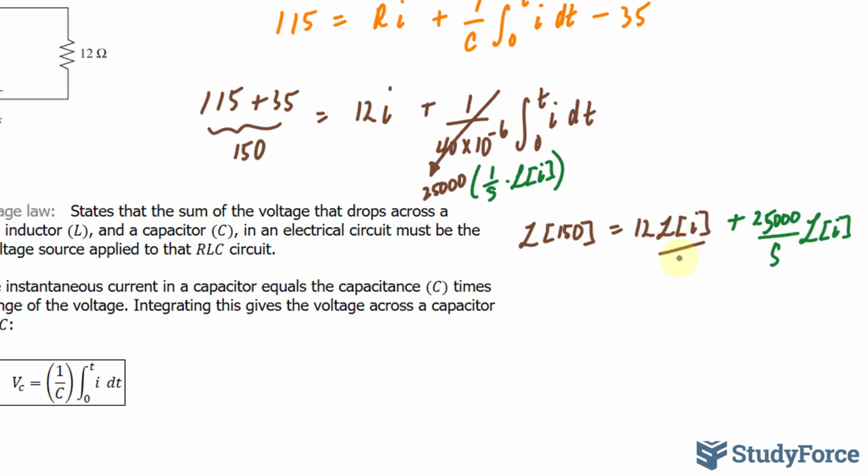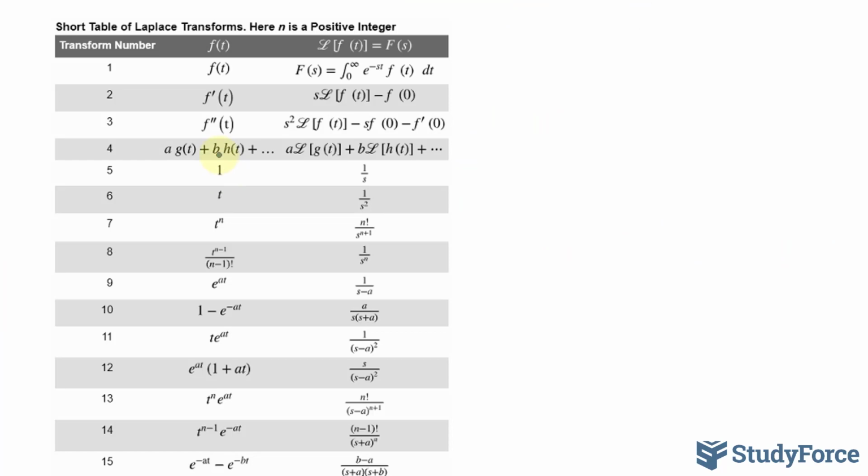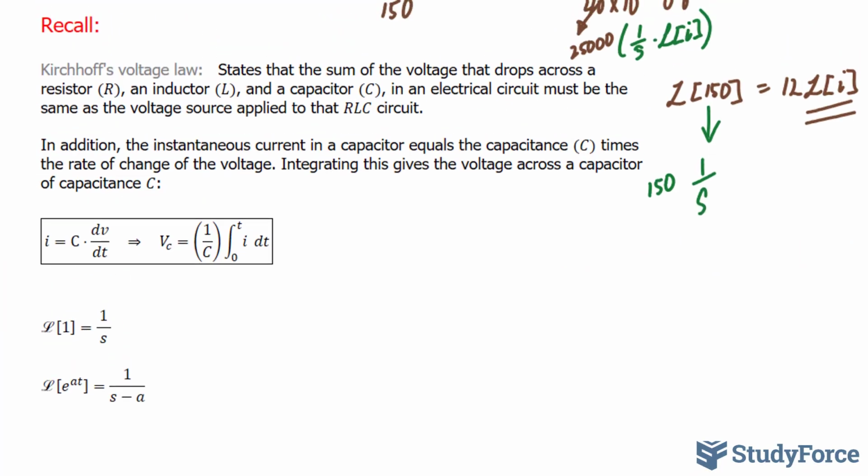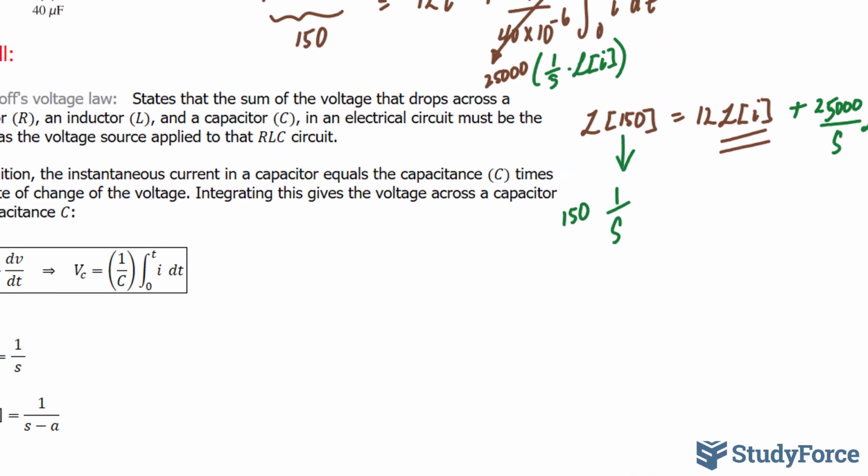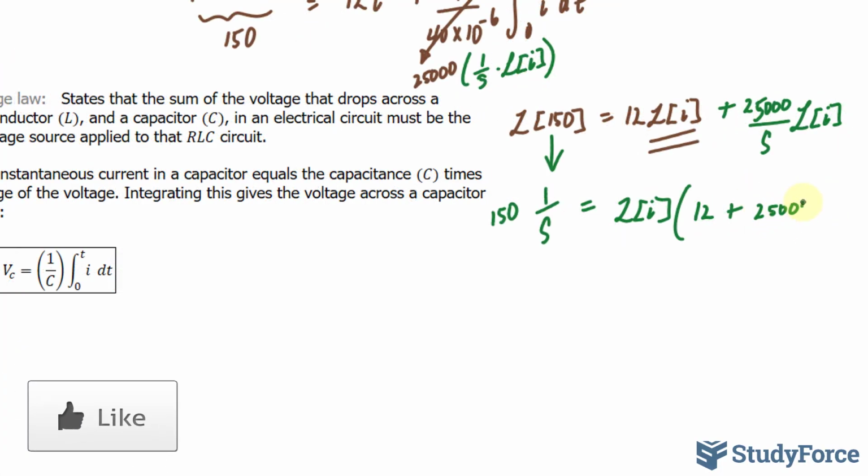Next, I'll try to isolate for the transform of I, and at the same time, this part will equal 1 over s times 150. In case you're curious, I'm using the table that I have over here, where if I take the Laplace transform of a constant, I end up with 1 over s, and multiplying 150 by that gives us 150 over s. This is equal to, factoring out the Laplace transform of I, 12 plus 25,000 over s, close bracket.